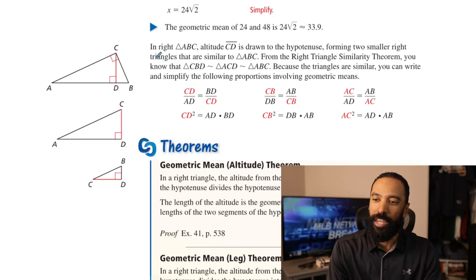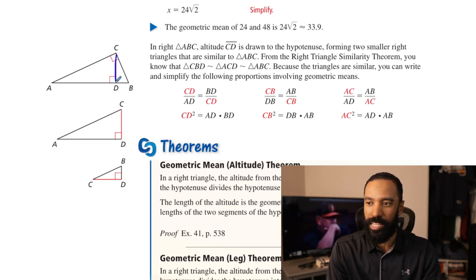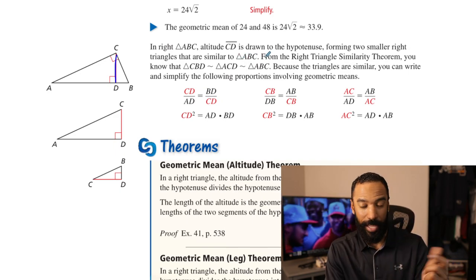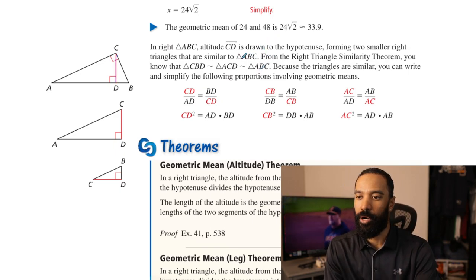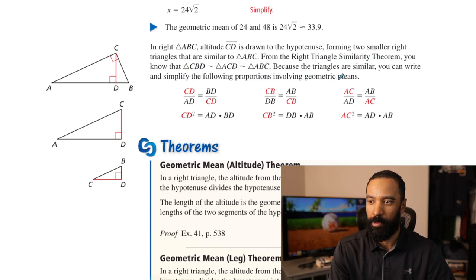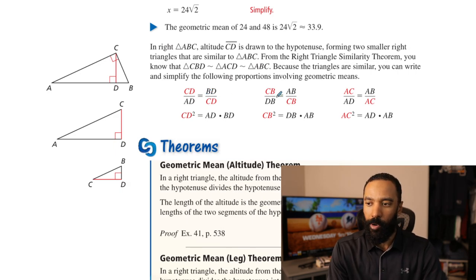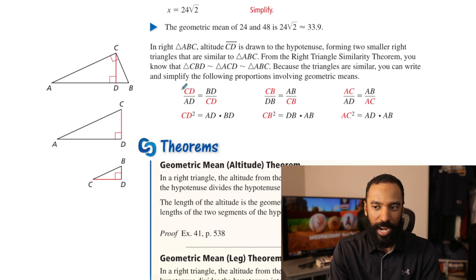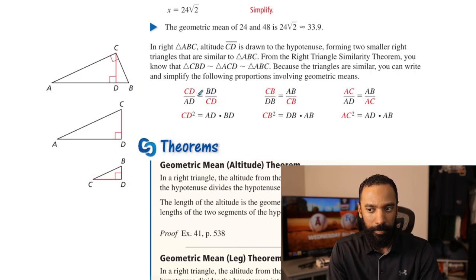Let's read this. In right triangle ABC, altitude CD is drawn to the hypotenuse, forming two smaller right triangles that are similar to triangle ABC. We learned that. From the right triangle similarity theorem, you know that these three triangles are similar. Because the triangles are similar, you can write simplified proportions. Okay, so these proportions right here, you can see there are certain setups, and I'm going to announce out loud what they are.